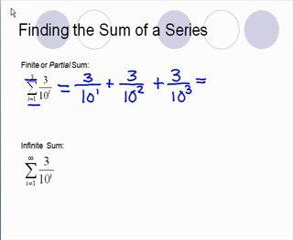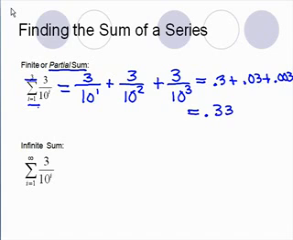What does this look like? This is called a partial sum because I'm limiting it to the values 1 through 3. We've got 3 over 10 is going to be 3/10, so 0.3. And then we've got 3/100ths and then 3/1000ths. So 0.3 plus 0.03 plus 0.003, and your sum is 0.333.